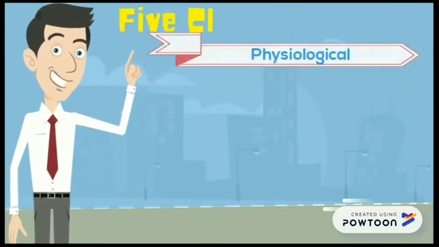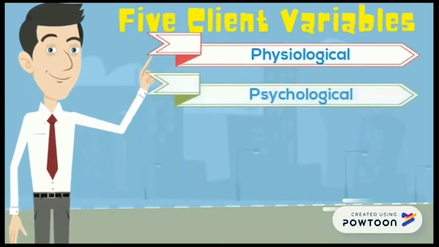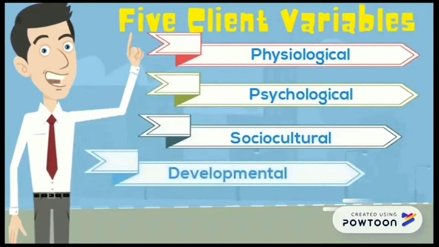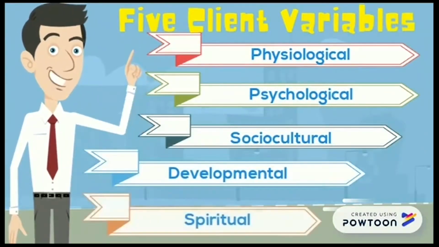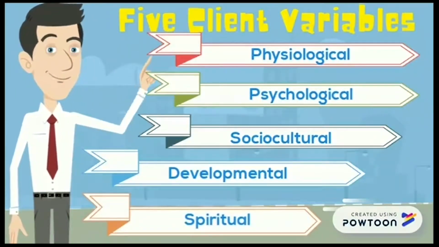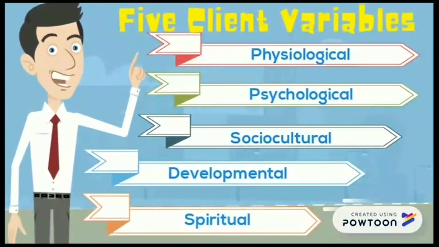Major concepts and definitions. First are the five client variables. Neuman identified five variables that are contained in all systems. These are physiological, psychological, sociocultural, developmental, and spiritual.